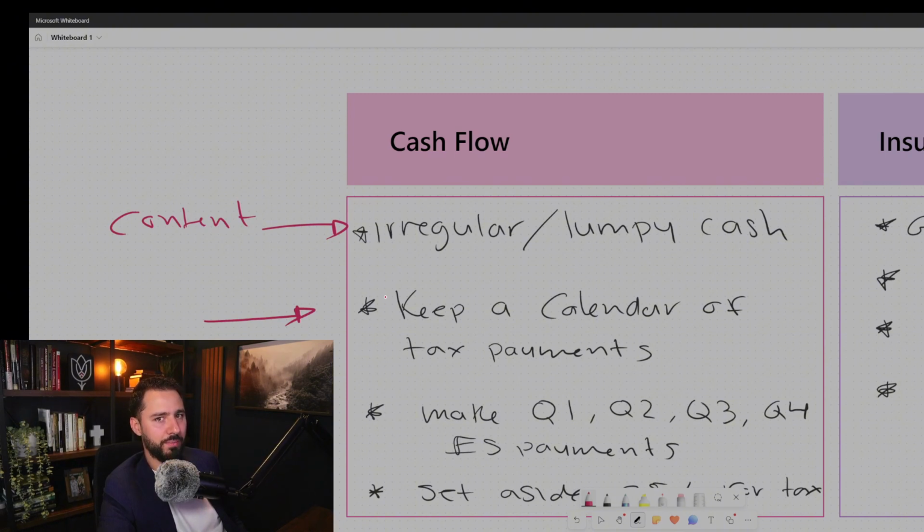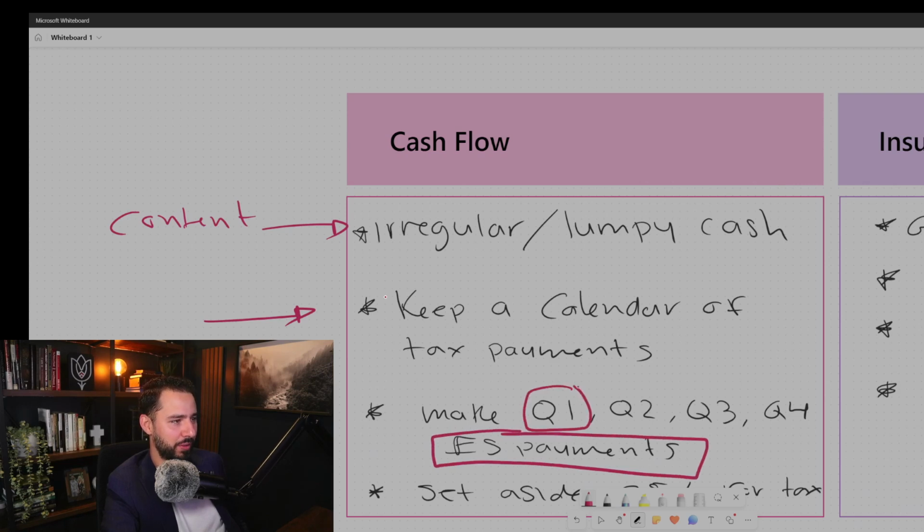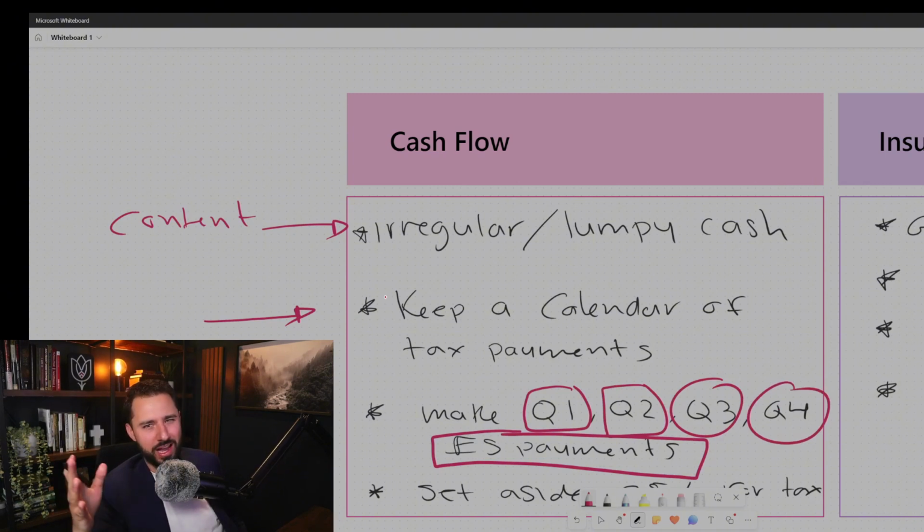So you have to keep a cash calendar, and a projection of where you think the income is going to be. Why is this important? Because you are going to have to pay estimated tax payments. This is for Q1, Q2, Q3, and Q4. Look at the schedule of the IRS. It's a little bit different than what we think of as Q1, Q2, Q3, and Q4. So make sure you pay those before the deadline. Otherwise, you will be penalized at the end of the year. So make sure your cash flow calendar accounts for these.